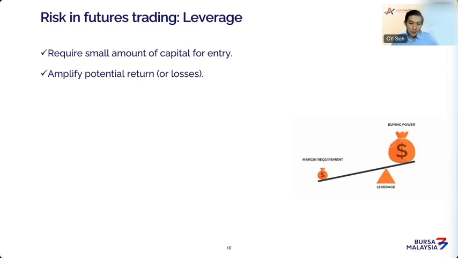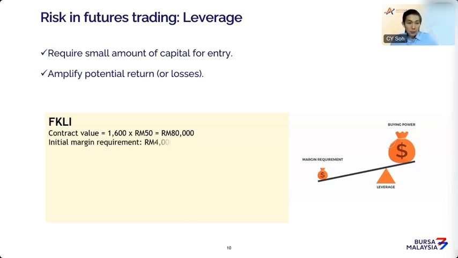So let's have a look at an example. What do we mean by leverage in futures trading? So for example, let's say you want to buy a futures contract for FKLI, but you only have $4,000 to invest. So let's say currently FKLI is at 1,600 points. So multiply by per point is $50. So one contract of FKLI is actually worth 80,000 ringgit.